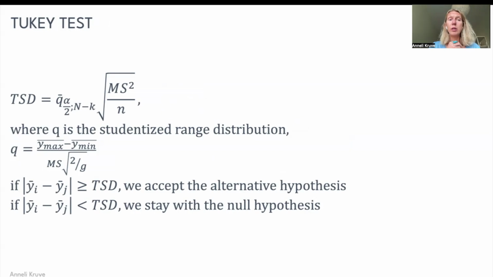For overview, there is a Tukey test, which takes into account how large a range of the mean values across levels. So the Q here is observed and then compares individual pairs taking this into account.